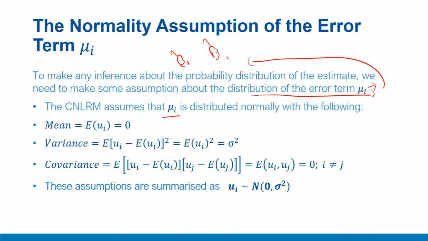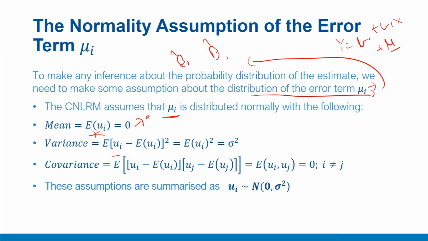So we make the following assumptions about the error term in the model. Remember the simple model y equal to beta naught plus beta 1 x plus mu, which we extended to multiple linear regression, where mu was the error term. The following assumptions are made about this error term. First, the expectation of this error term, or the mean of this error term, is 0.